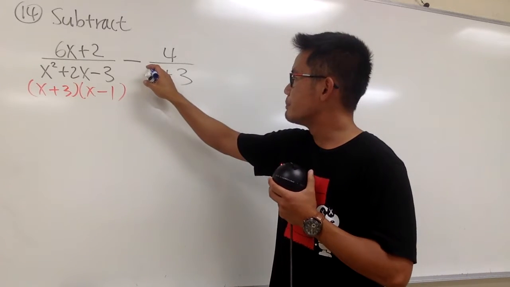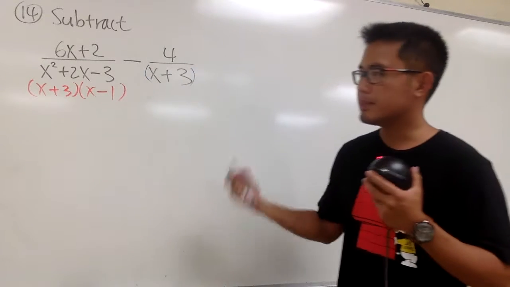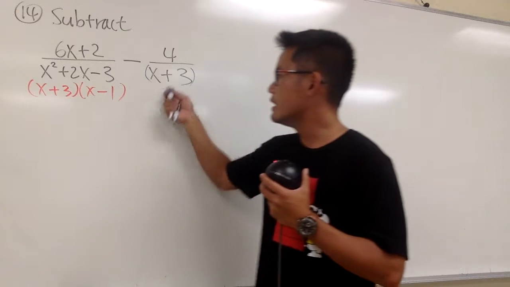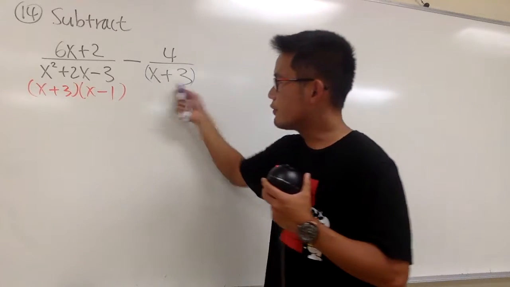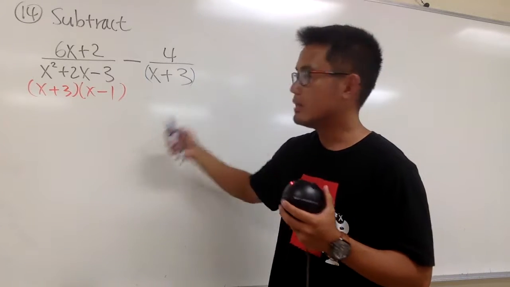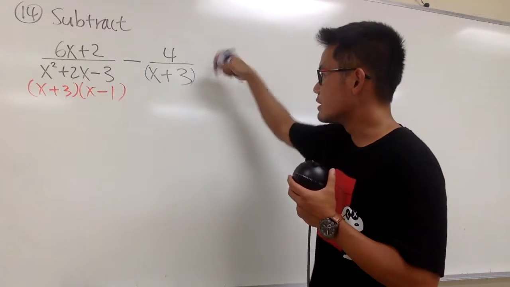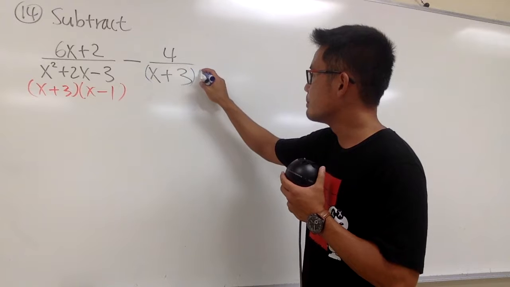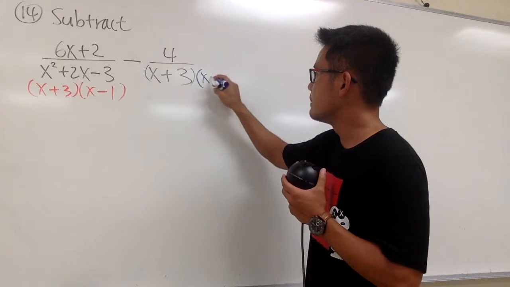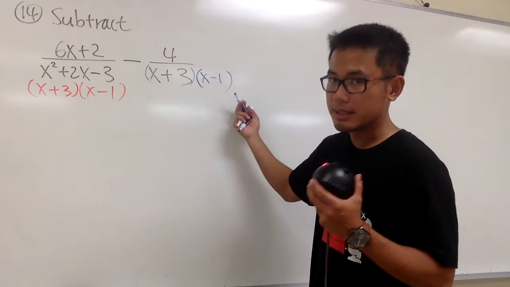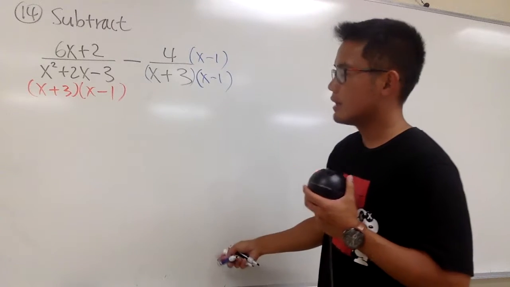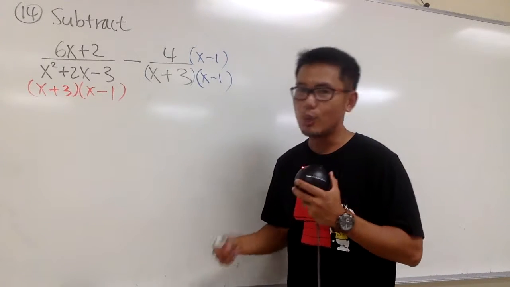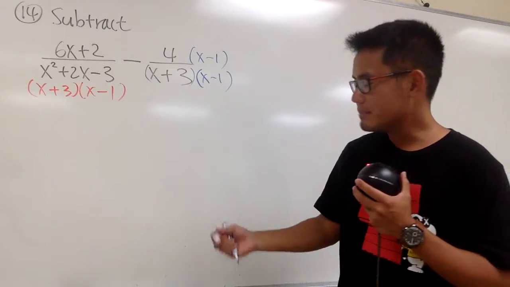First of all, let's put down a parenthesis around the x plus 3. And we see that this and that are the same, right? They are in common. For the second fraction, what do I need? I need to have this, right? So for the second fraction, let's go ahead and multiply the bottom by x minus 1. And we'll do the same on the top as well. So we multiply this by x minus 1. This is how we produce the lowest common denominator, all right?